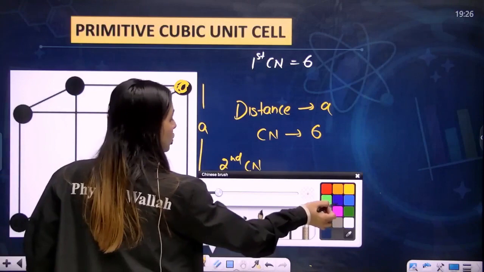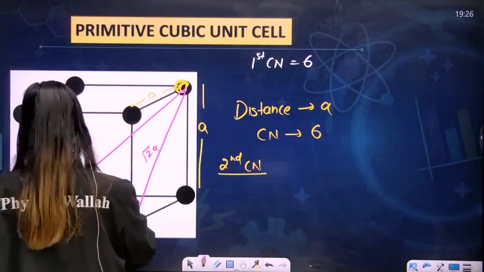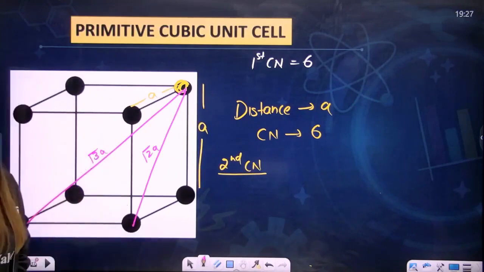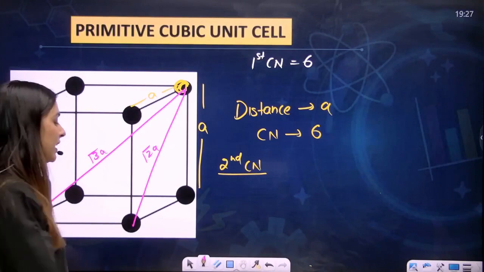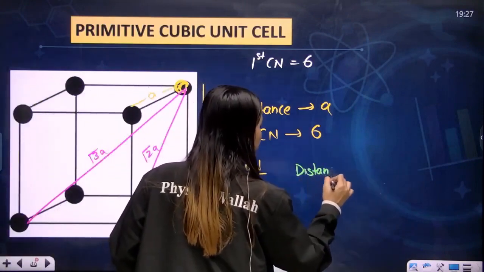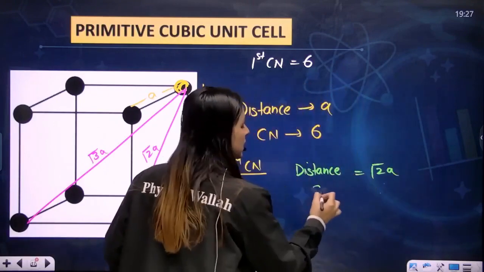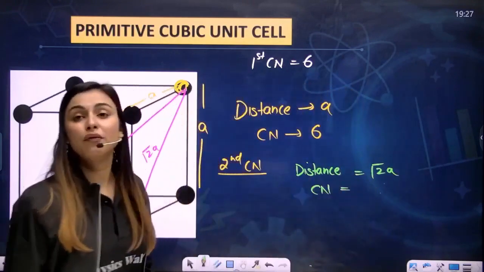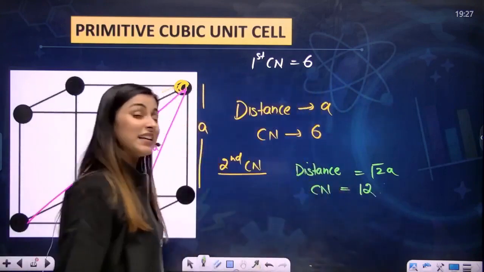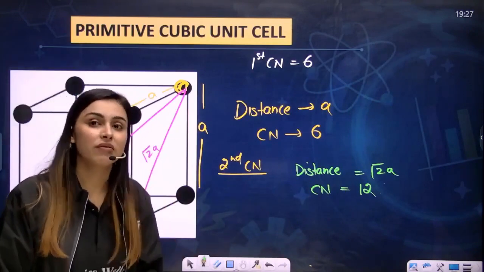If you see, you can say that this distance is root 2A and this distance is root 3A. Which is a closer distance? Root 2A. So can I say that the distance in the second nearest neighbor, or the second coordination number, is root 2A? Since it is a distance multiple of root 2, can I say that the coordination number will be 12? And yes, its second coordination number actually came out to be 12.